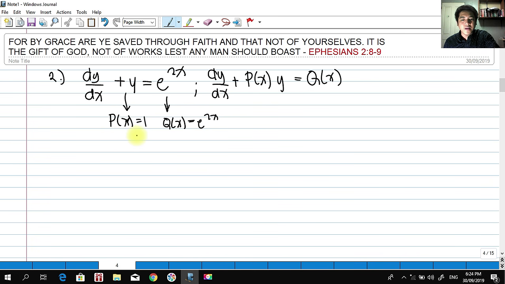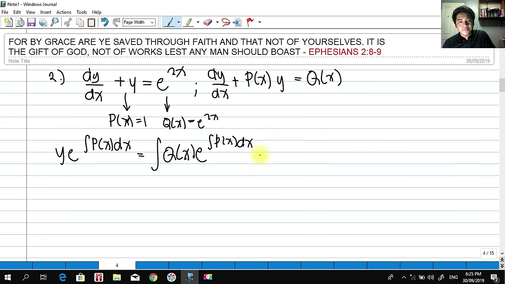So, if we're going to solve this, we should use again the formula we have used a while ago. That is y times e raised to the integral of p of x dx is equal to the integral of q of x times e raised to the integral of p of x dx, then dx here. So we have y e raised to the integral of p of x, which is 1, so this is simply the integral of dx, now equal to the integral of q of x, e raised to 2x, multiplied by e raised to the integral of p of x, which is 1.